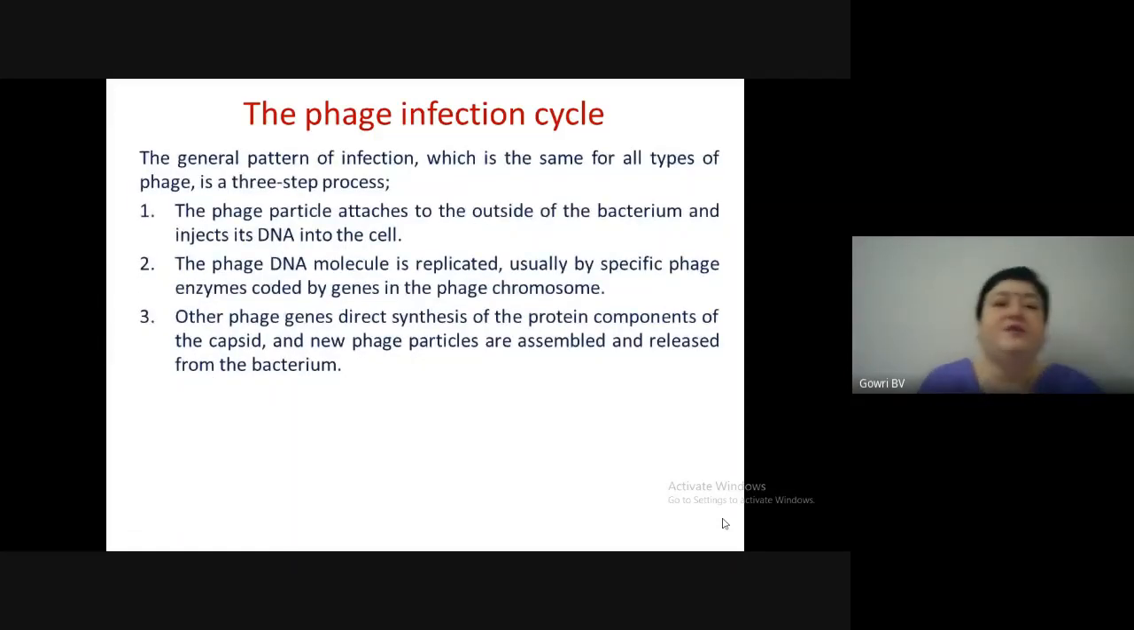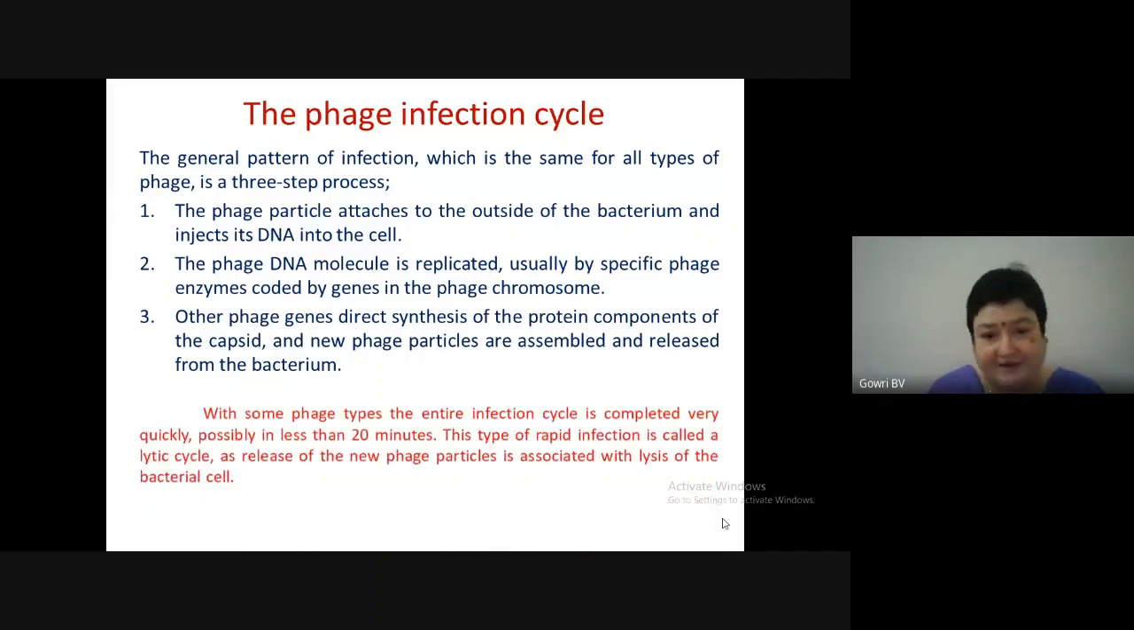As we all know, this is the general pattern of the infection cycle, which is basically of 3 different steps. The general pattern of infection, which is the same for all types of phage, is a 3-step process. The phage particle attaches to the outside of the bacterium and injects its DNA into the cell. The phage DNA molecule is replicated, usually by specific phage enzymes coded by genes in the phage chromosome. Other phage genes direct synthesis of the protein components of the capsid, and new phage particles are assembled and released from the bacterium.